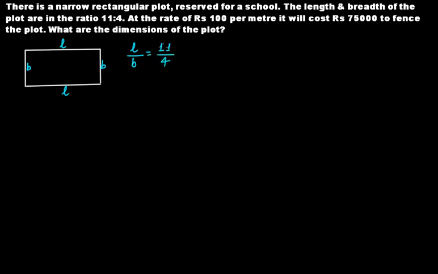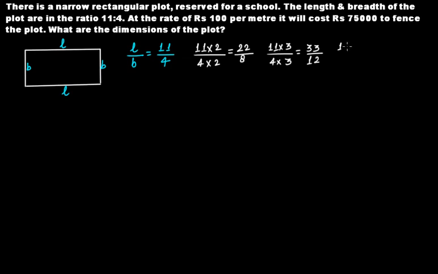11:4. It means that if your length is 11 meter, the breadth will be 4 meter. It means that if your length is 11 times 2 meter, your breadth will be 4 times 2 meter. That is, if the length is 22 meter, the breadth will be 8 meter. If your length is 11 times 3 meter, then your breadth will be 4 times 3 meter. That is, if your length is 33 meter, your breadth will be 12 meter.